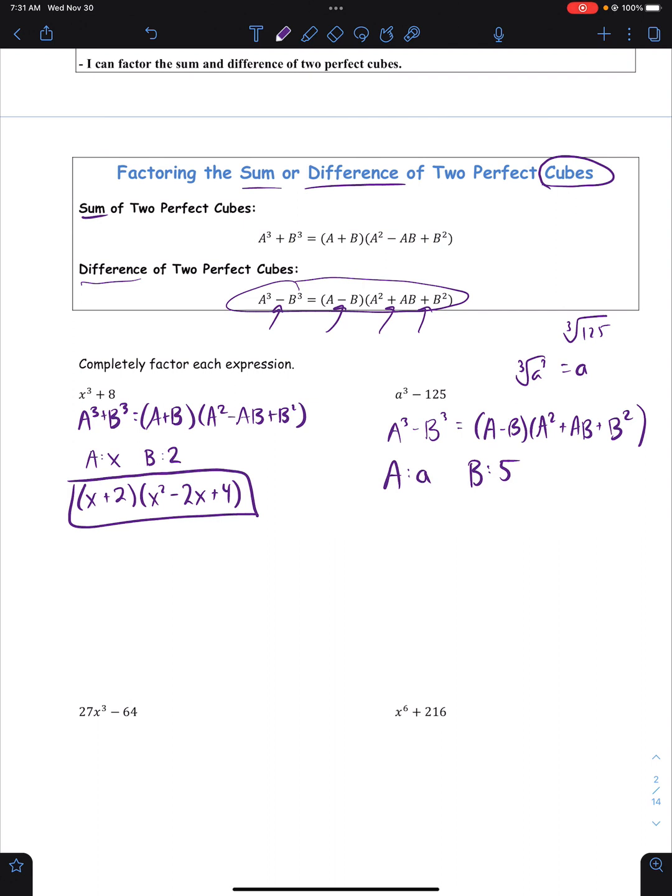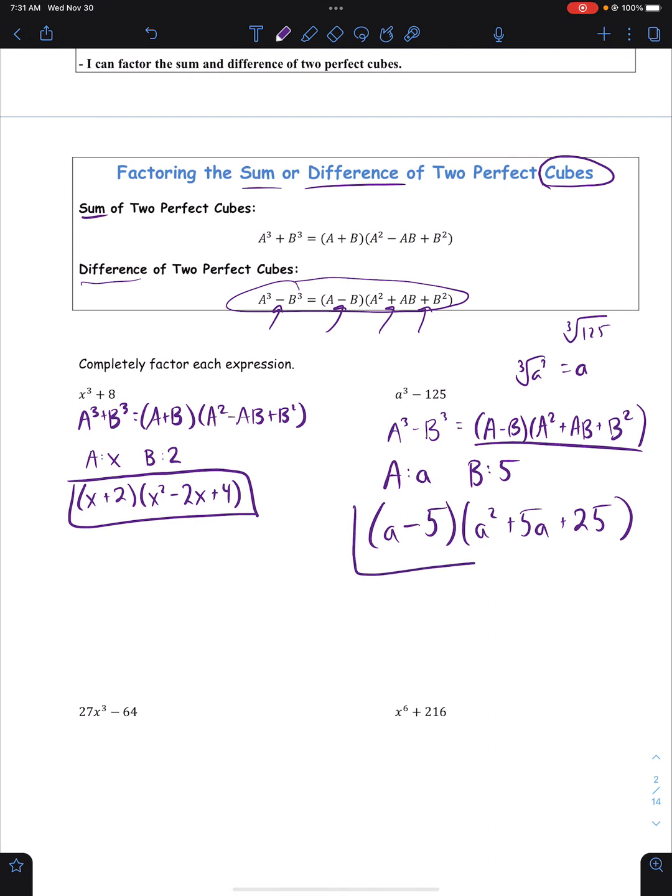And now I can just plug in for A and B into my actual formula. So A is lowercase a, B is 5. A squared is lowercase a squared. A times B is 5 times a, so it'll be 5a. Plus B squared, which is 25. Make sure your signs are all correct. That's an easy place to make a mistake. Make sure nothing else can be factored. It can't be. That is my answer.